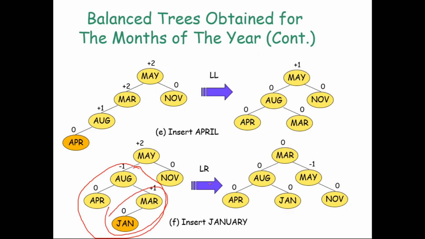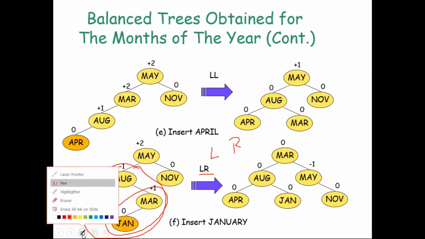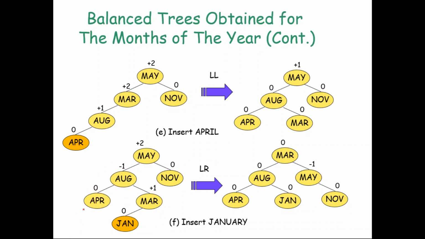So this is called LR. If it is LR, you have to perform two rotations: one is the left rotation, the other one is the right rotation. First you have to perform the left rotation. Where should it be performed? It should be performed at the place where the direction is changing. First, you have to look for Jan. Where is Jan? Jan is added, and there it is imbalance.